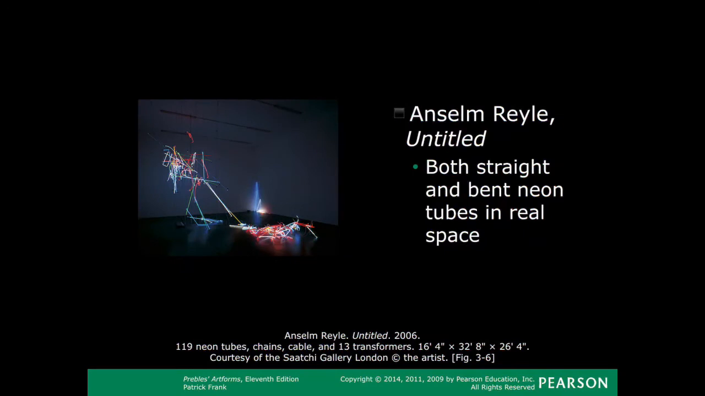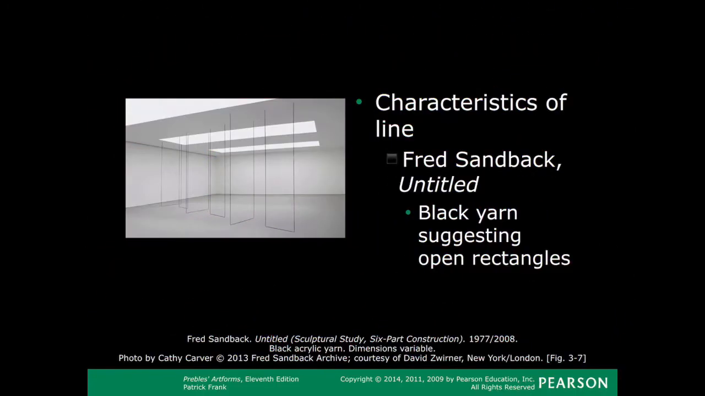Sometimes the artist will actually create lines using a different type of media. And in this case, the artist Anselm Reyle makes lines using 119 neon tubes, chains, cable, and 13 transformers. The piece is called Untitled, made in 2006. So once again, when it comes to many works of art, line is probably the most important element. And the artist uses line here again in a very subtle way to create a very interesting space.